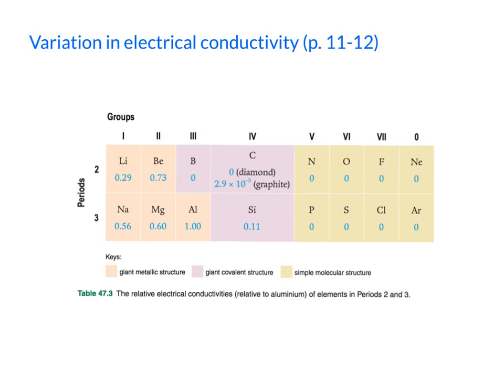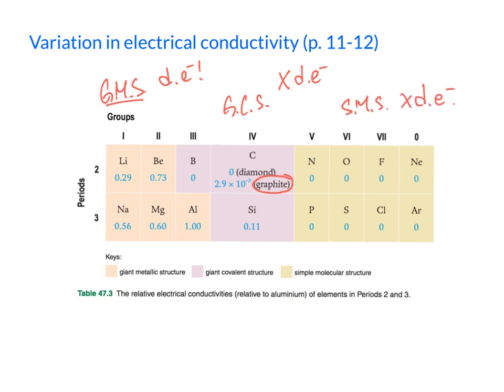For the variations, it's actually pretty simple. The giant metallic structures, you must know that they have delocalized electrons. While for the giant covalent structures, except graphite, all of the atoms are held together by covalent bonds, so normally they don't have delocalized electrons. The last one, simple molecular structures, again do not have delocalized electrons as well. So the electrical conductivity is mainly found in the giant metallic structures, while the rest should have no electrical conductivity.